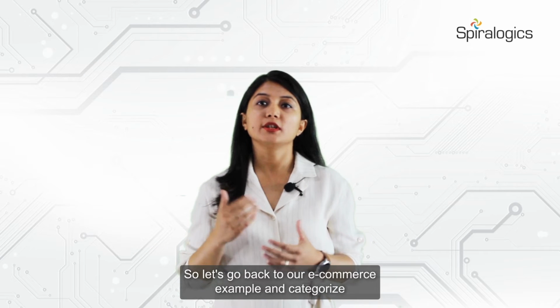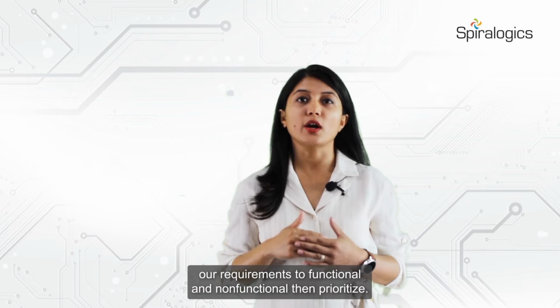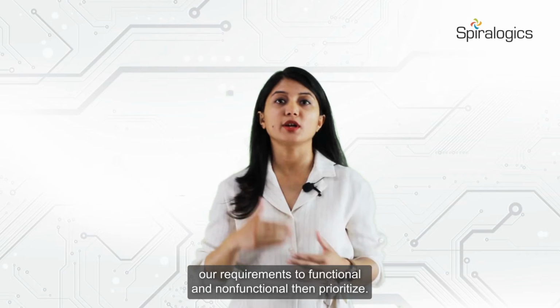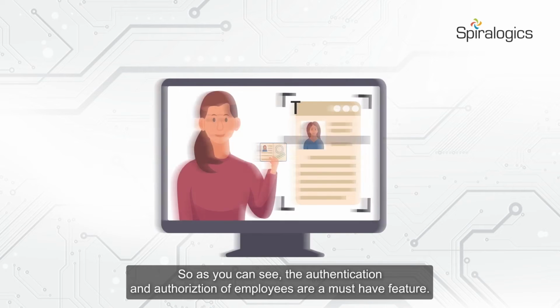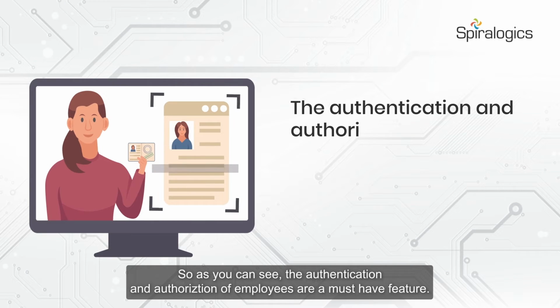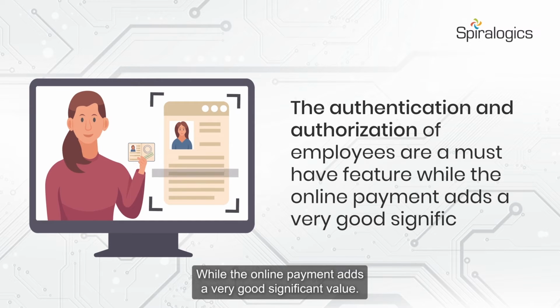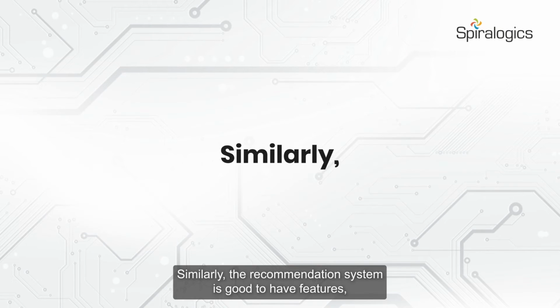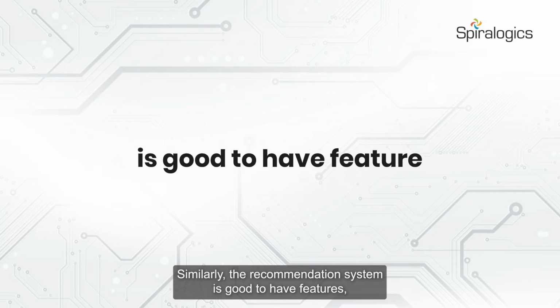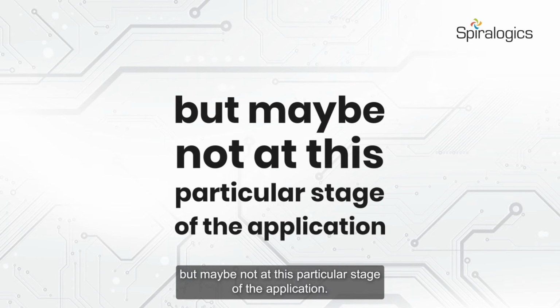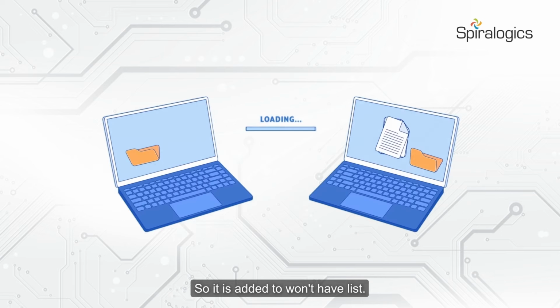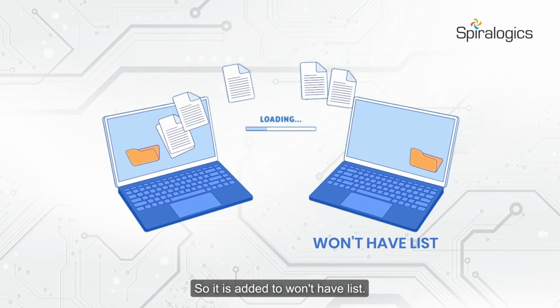So let's go back to our e-commerce example and categorize our requirements to functional and non-functional, then prioritize. So as you can see, the authentication and authorization of employees are a must-have feature, while the online payment adds a very good significant value. Similarly, the recommendation system is a good to have feature, but maybe not at this particular stage of the application. So it is added to want-have list.